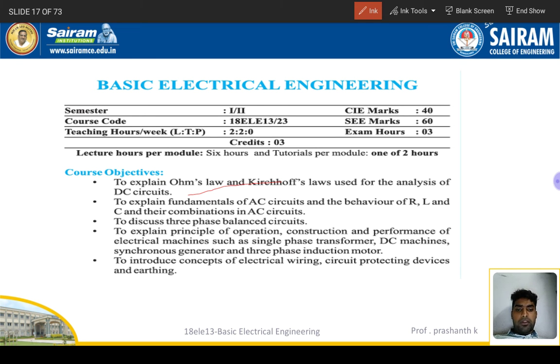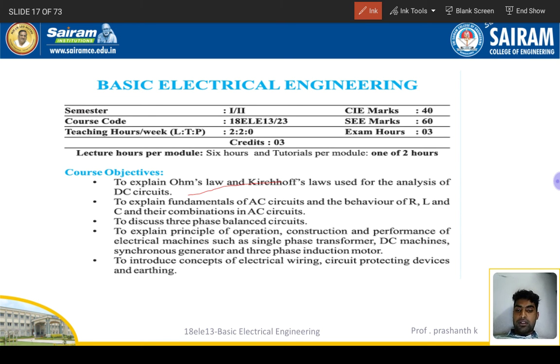To explain the principle of operation, construction, and performance of electrical machines, right? So electrical machines, either it may be a transformer, motor, generator, or a synchronous generator or a DC generator. For your syllabus only this part will be there: DC machine, synchronous generator, three-phase induction motor.